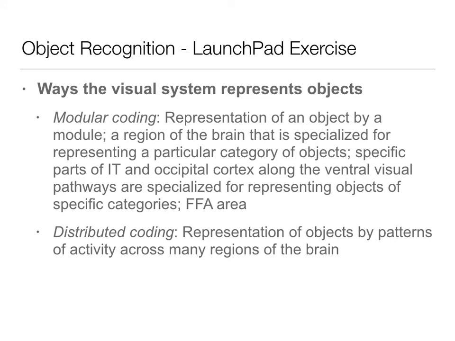So modular coding is the idea that these things are really only being represented in these specialized brain areas that we talked about, like the fusiform face area and the parahippocampal place area. And these specific areas are where the bulk of the work's being done. Whereas distributed coding is saying that this representation is happening across many regions of the brain. And hopefully what you get from the LaunchPad exercise is that both are really involved, that the visual system is representing objects in both modular coding and distributed coding.